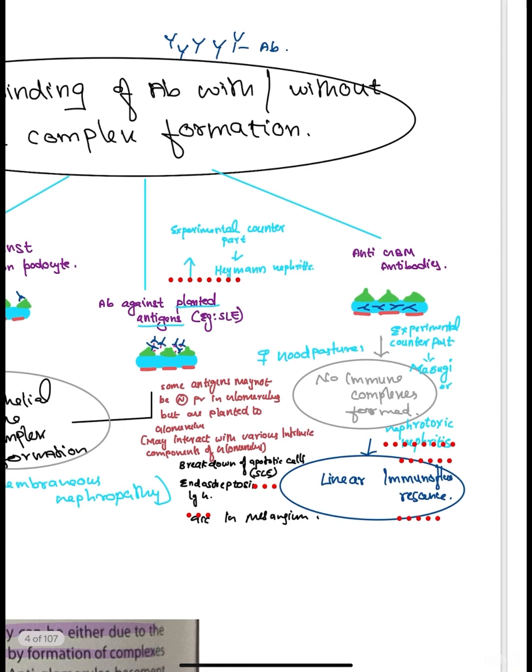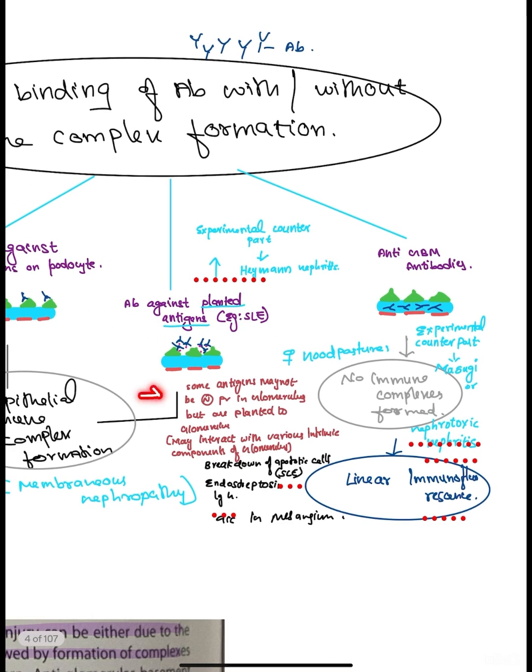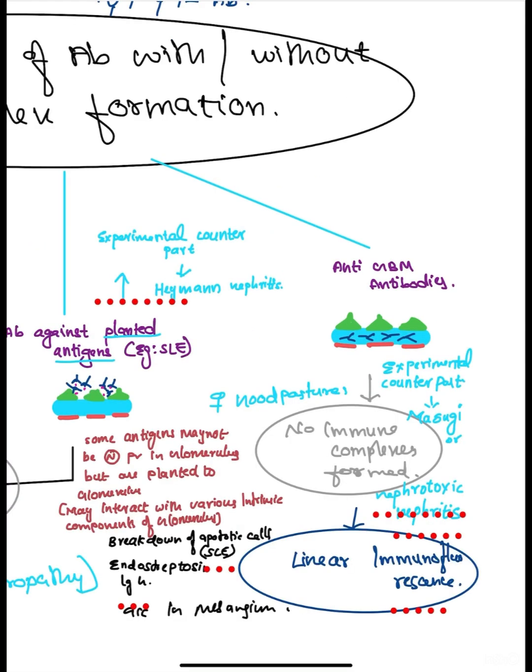Or antibody against planted antigens, example SLE. Some antigens are not normally present in the glomerulus but are planted in the glomeruli. They may interact with various intrinsic components of the glomerulus. The breakdown of apoptotic cells in SLE is an example that accumulates in the mesangium.